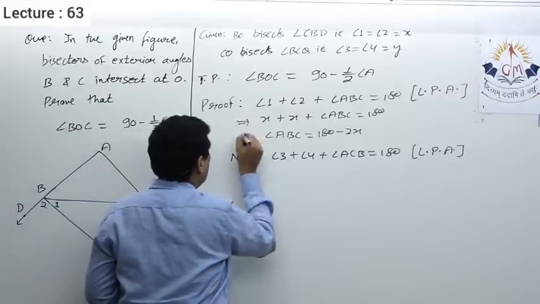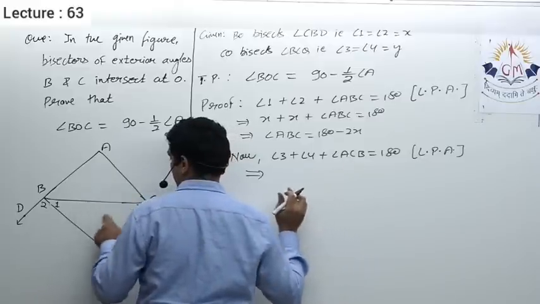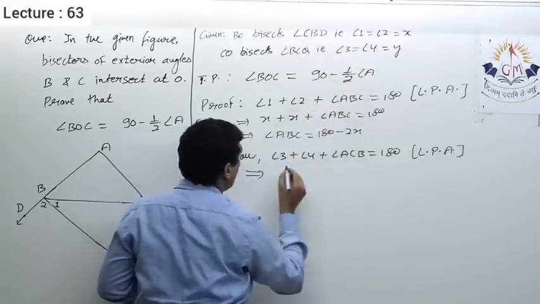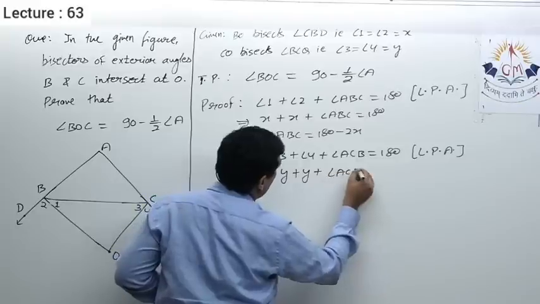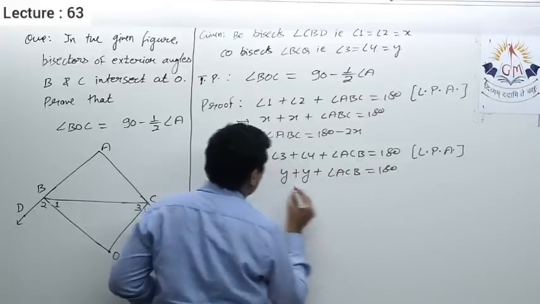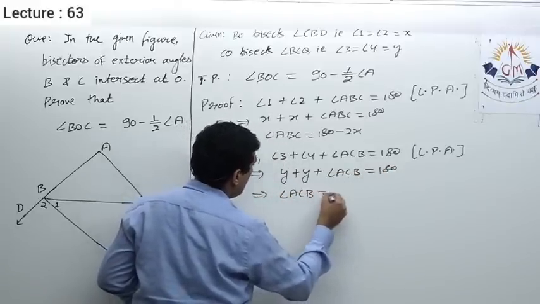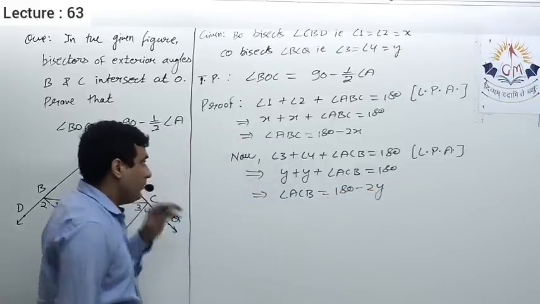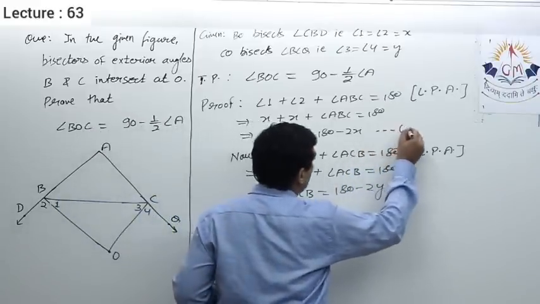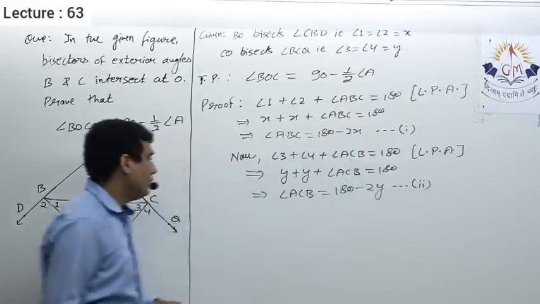So here further I can write 3 plus 4 plus ACB. Again, as I assumed, 3 is y and 4 is y. So y plus angle ACB is equal to 180. So angle ACB is equal to 180 minus 2y. Okay, let this be equation number 1, let this be equation number 2.